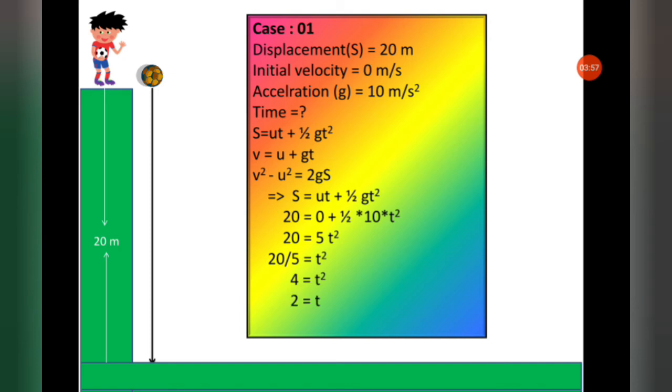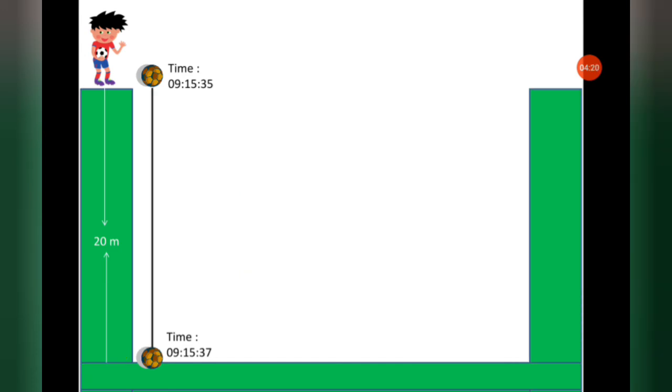Okay. So the time the ball will take to reach the ground is 2 seconds. It means to say, if I drop this ball at 9 hours 15 minutes 35 seconds, it will reach the ground at 9 hours 15 minutes 37 seconds. It will take 2 seconds. Okay, this is the first case.